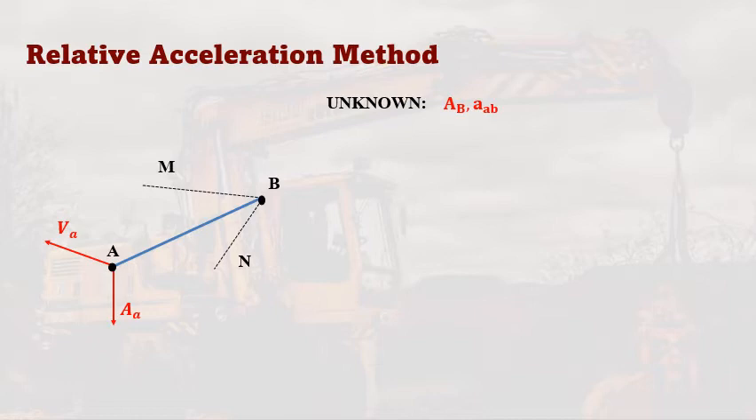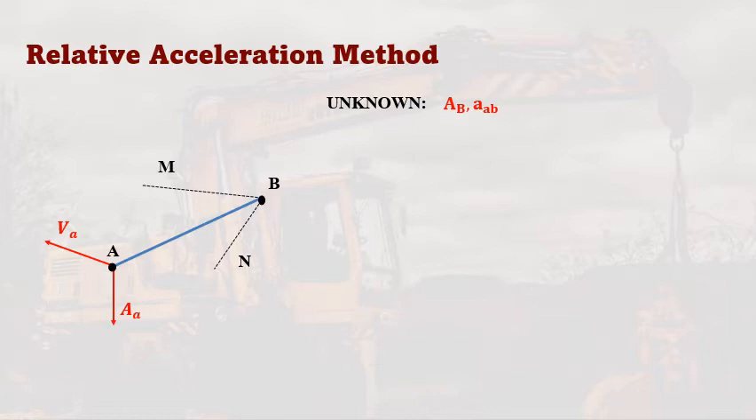A method that will help us in analyzing the acceleration of the different points in the linkages is what we call the relative acceleration method. Say for example, you have two unknowns, the acceleration of B and the angular acceleration of AB. So we want to know the acceleration of point B, and also the angular acceleration of the link AB. Take note that the angular acceleration is the same for all of the points in this link. So we want to get this unknown.